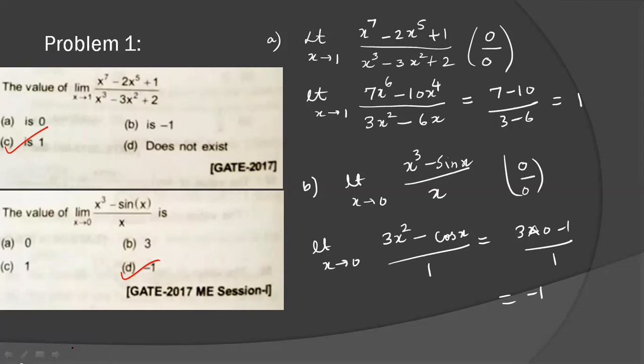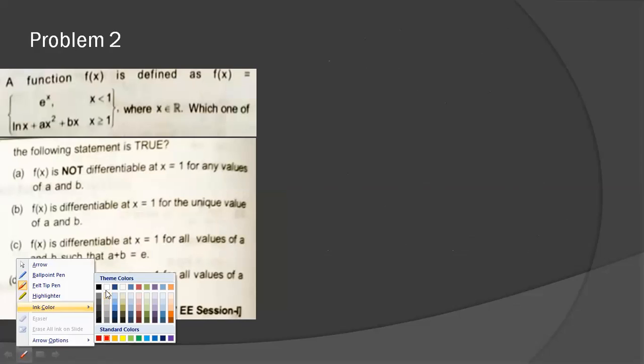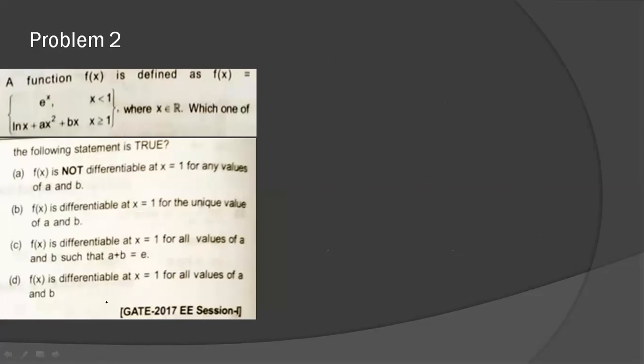The second problem: a function f(x) is defined as e to the power x when x is less than 1, and log x plus ax square plus bx when x is greater than 1. Which statement is true? If you see all the options, it is interested in the differentiability only, whether differentiability exists or not at x equal to 1.